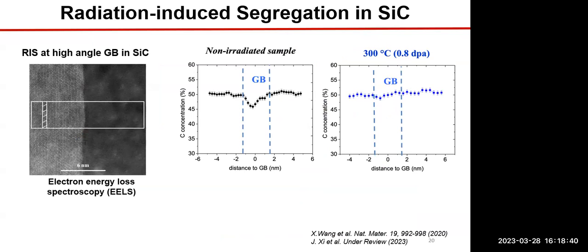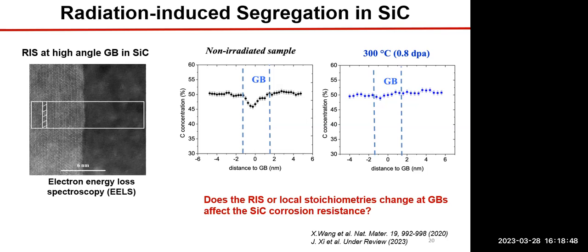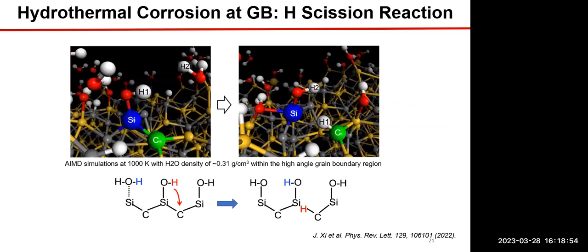So based on those phenomena, we may ask the question whether the radiation-induced segregation in the grain boundary region can also affect the corrosion behavior or not, like whether the local chemistry changes affect the corrosion behavior of silicon carbide. In order to answer the question, we can first identify what the corrosion reactions are in the grain boundary region. And based on our simulations, we further identify that the hydrogenation reactions can also play an important role in the grain boundary region to damage the surface.